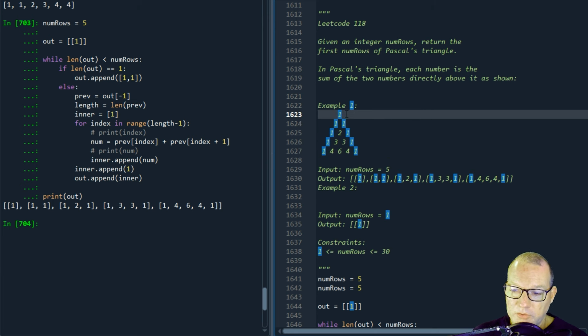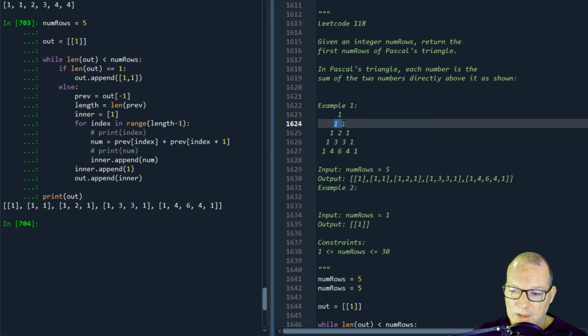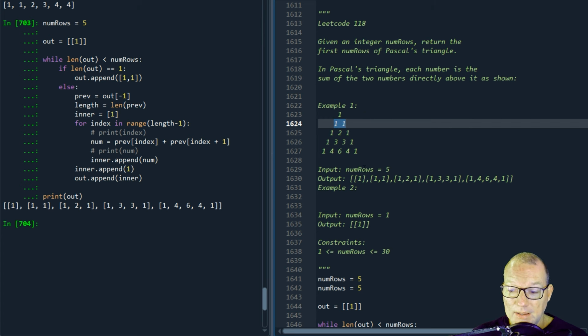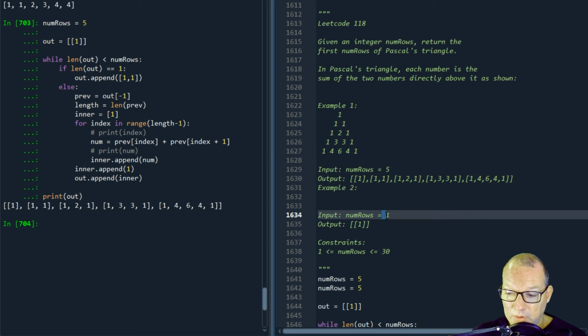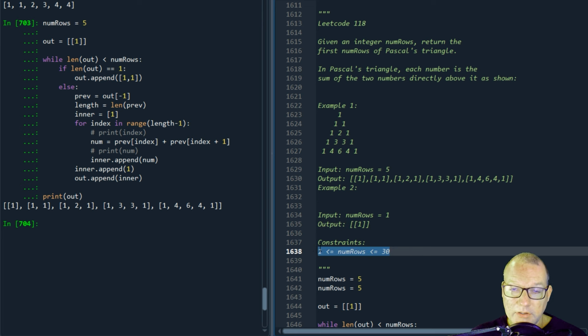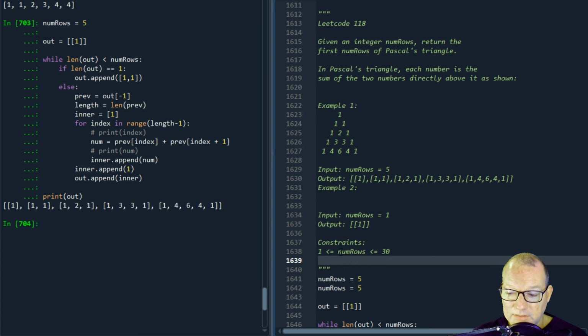Your first row is going to be a 1. Your second row is going to be two 1s. And that's a list, another list, inside a list. So if you were given 1, there's your output. And your constraint is going to be 1 to 30. Both ends are inclusive, because 1 is less than or equal to numRows, which is less than or equal to 30. So 1 and 30 are included.